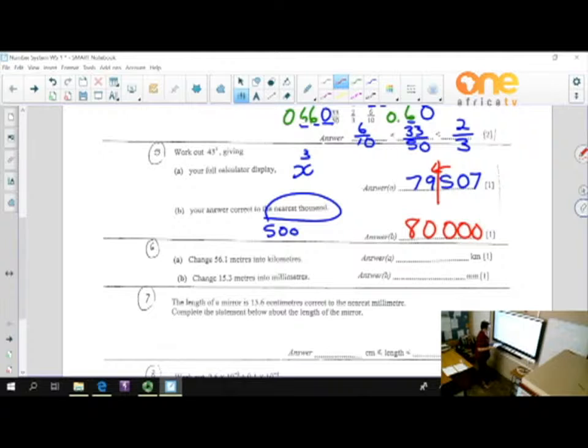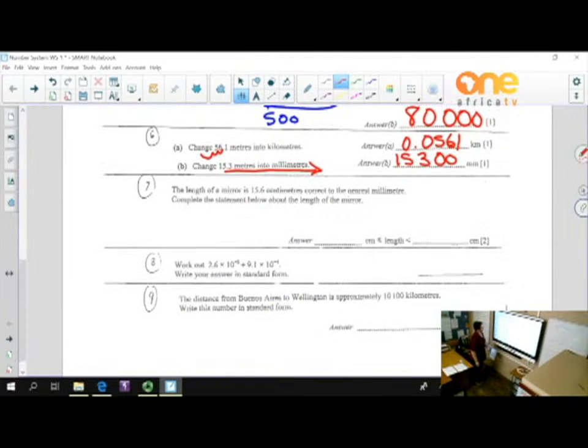Change 5.6 meters into kilometers. We'll have to divide here with 1,000, 1, 2, 3 places. So it is then 0.0561 kilometers. Change this into millimeters. This time I need to multiply with 1,000. So it's 15.3 and then 2 more zeros. I times with 1,000.